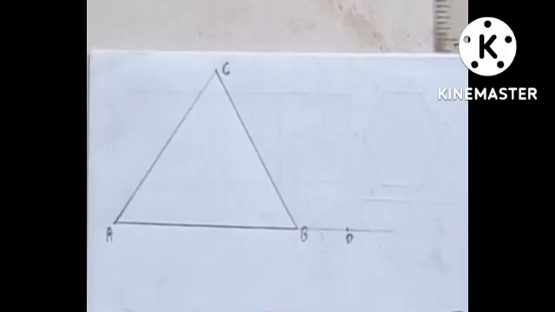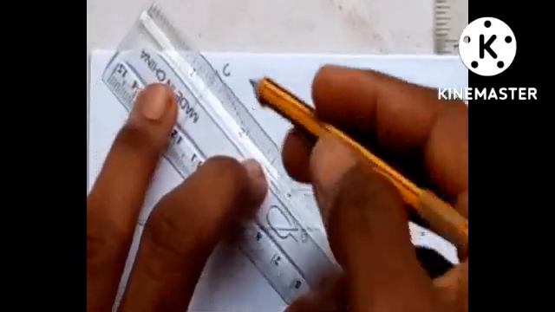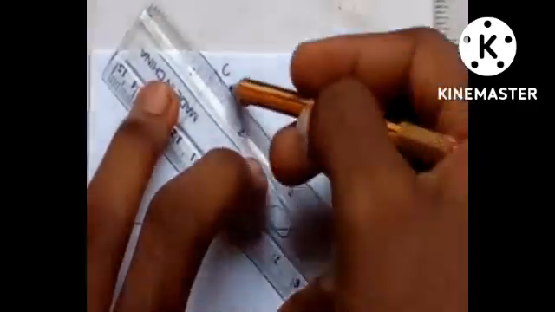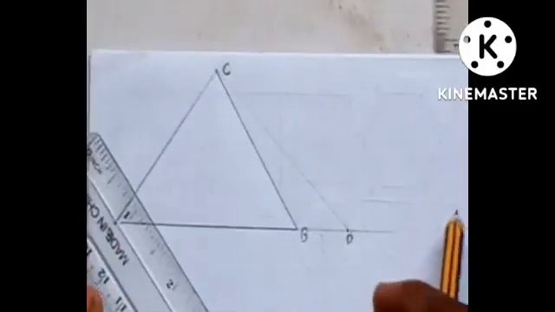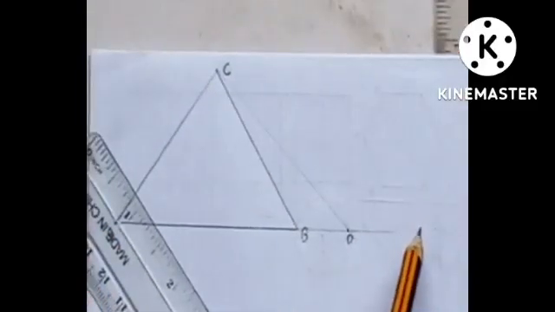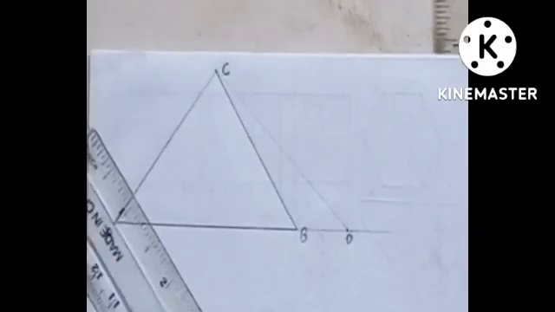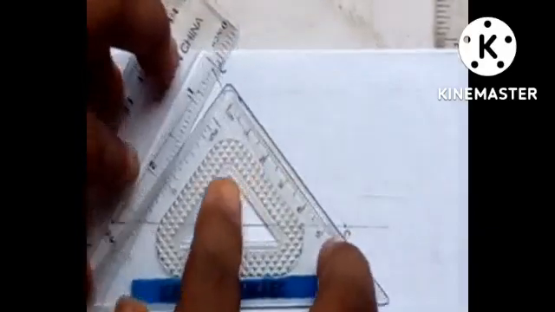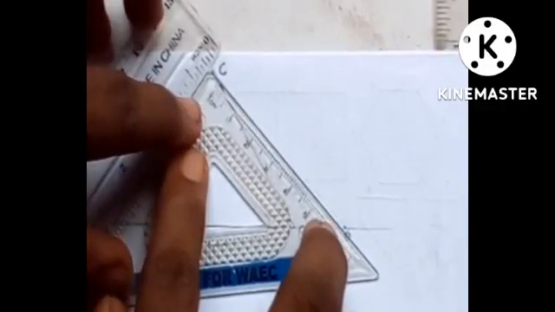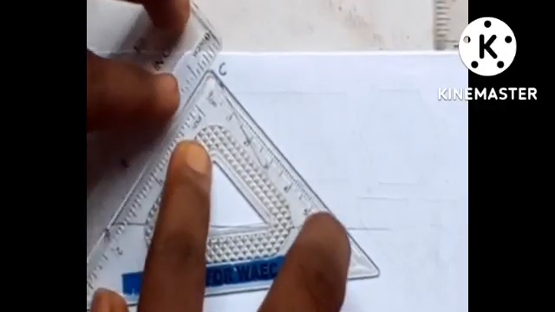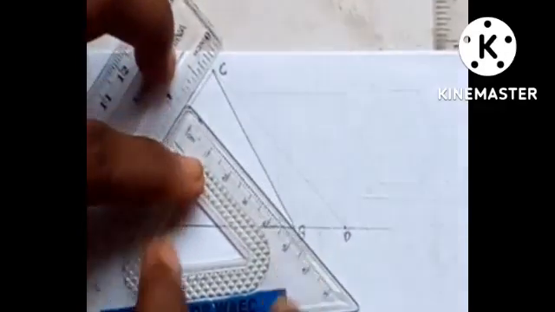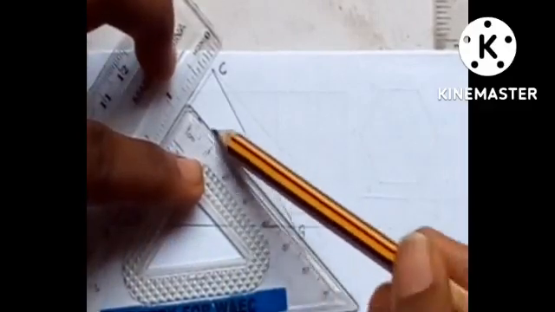Now the first thing you need to do is join C to D. So that's this C to this D. You join C to D. Having done that, the next step is to draw BE parallel to DC. So I'll draw a line from B that is parallel to DC. I'll put my set square on DC and draw a line parallel to it passing through B. So this is the line, it's passing through B, so I'll draw the line.